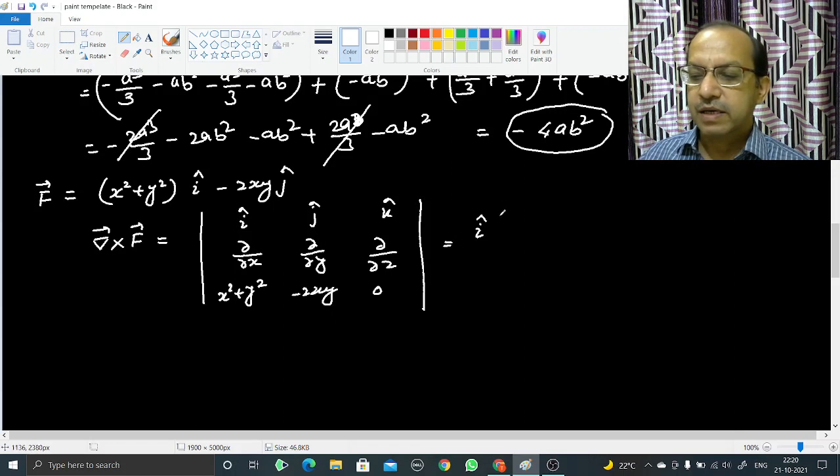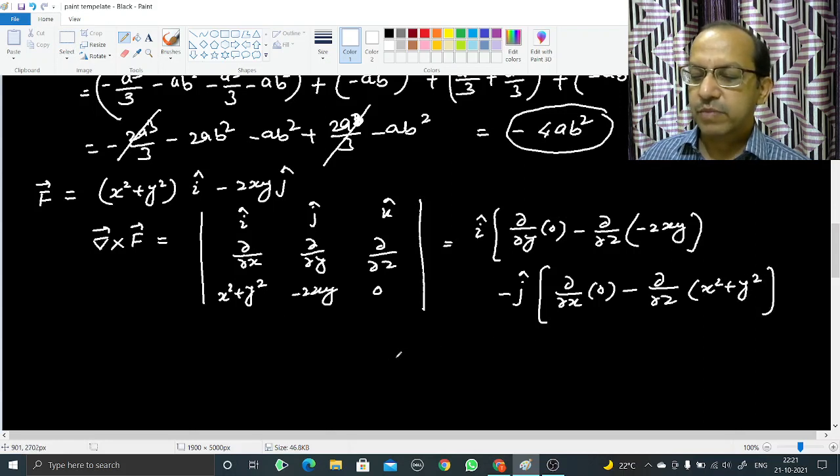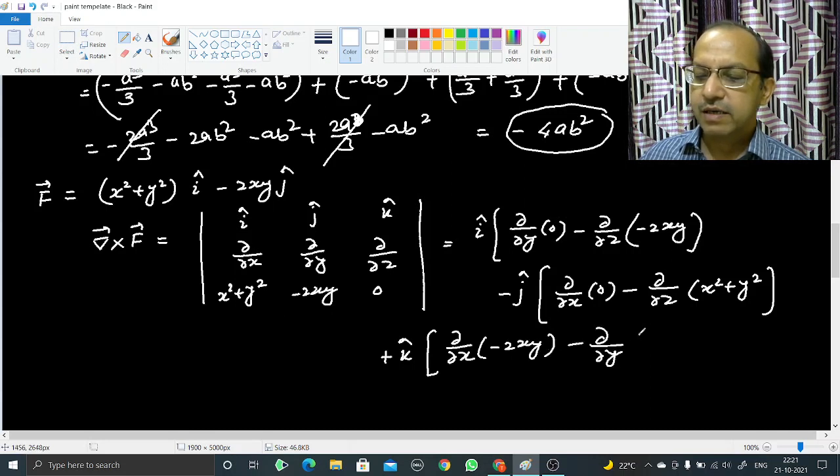What is i cap? It is del over del y of 0 minus del over del z of minus 2xy, minus of j cap, that is del over del x of 0 minus del over del z of x square plus y square, plus k cap. What is this k cap? So it will be del over del x of minus 2xy minus del over del y of x square plus y square.